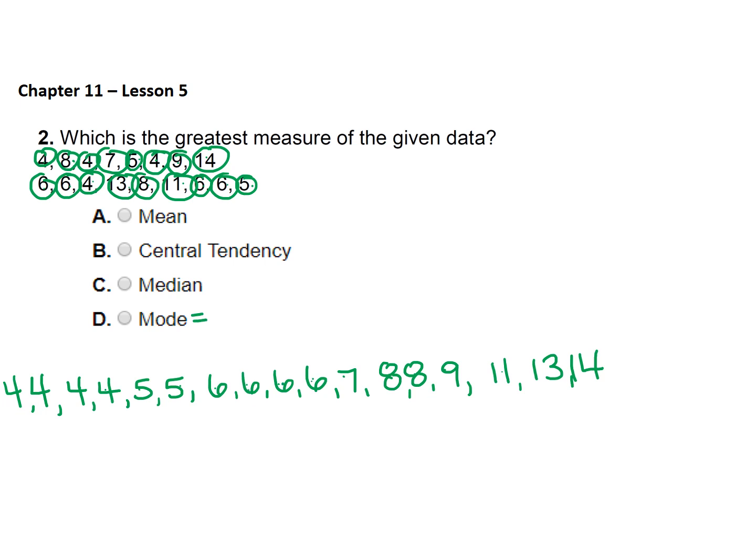All right, so the mode is 4 and 6. Central tendency is not really a calculable thing. It's just a discussion about the data overall. So the median, we're going to calculate here. Left, left, left, left, right, right, right, right, and so on. The median is 6.